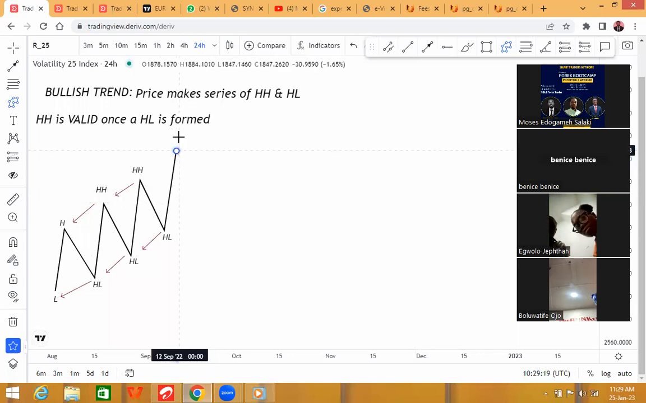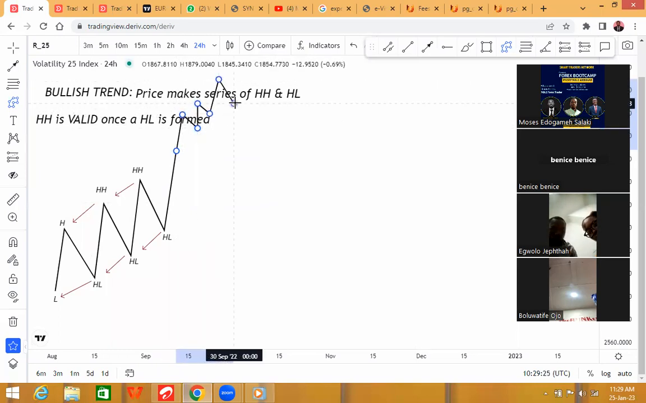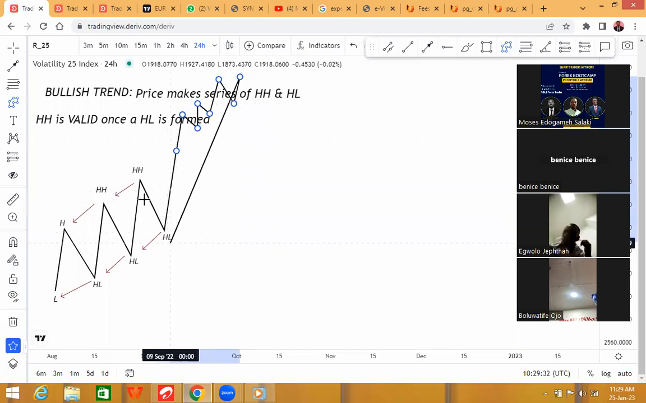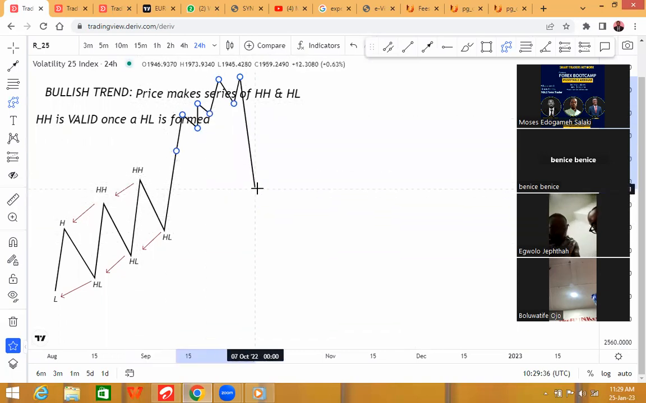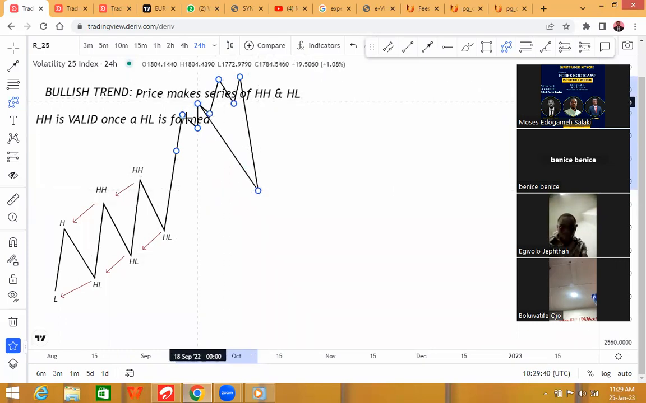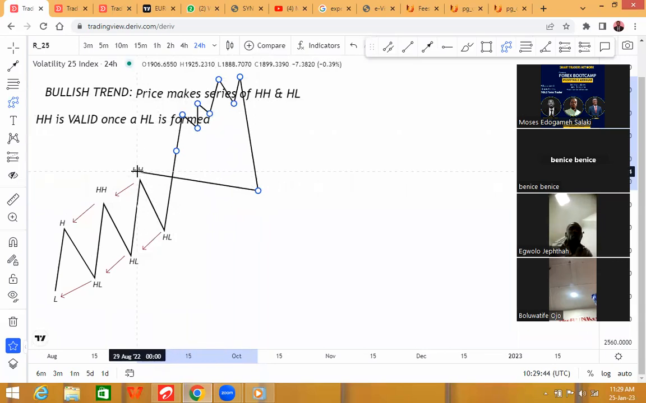The reason is that price can keep going. Price can keep giving you something like this, can keep giving you something like this. So this low has not been formed, so you can't call this a higher high. This is the last higher low, this is the last higher high. Price has broken above, but until price comes to give you a valid higher low, you can't call this a higher high. This is still the last valid higher high.